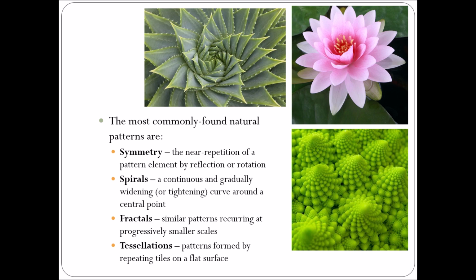So natural geometry is most commonly found in natural patterns. That is symmetry, the near repetition of a pattern element by reflection or rotation, and spiral patterns, a continuous and gradually widening or tightening curve around a central point. You have fractal patterns, a similar pattern recurring at progressively smaller scales, and you have tessellation, a pattern formed by repeating tiles on a flat surface.